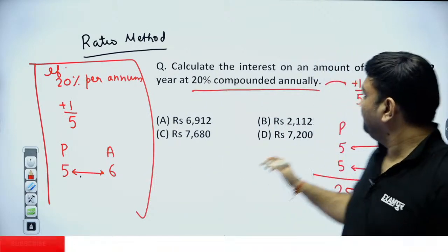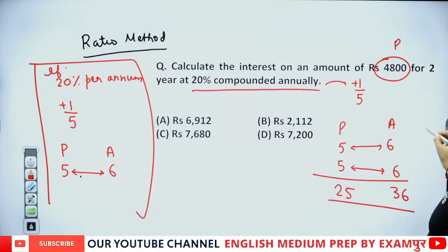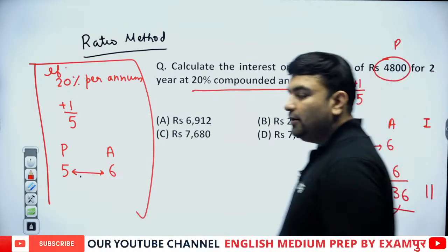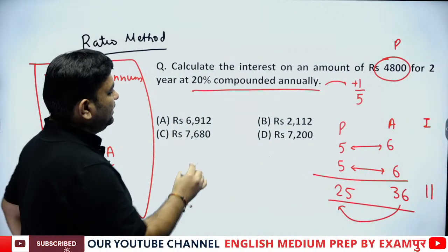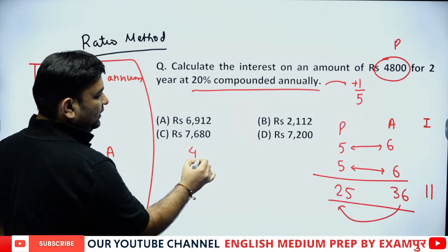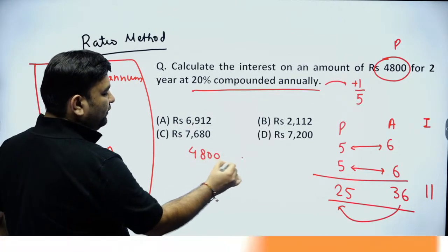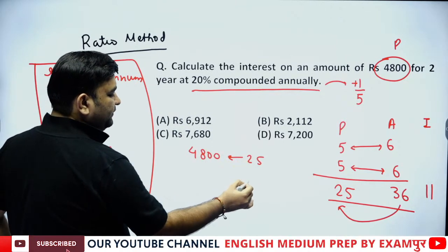Principal is known. So what is going to be the interest? Interest is 36 minus 25, which is 11. So 48 is known. 4800 is the value of 25. So what is the value of 11?